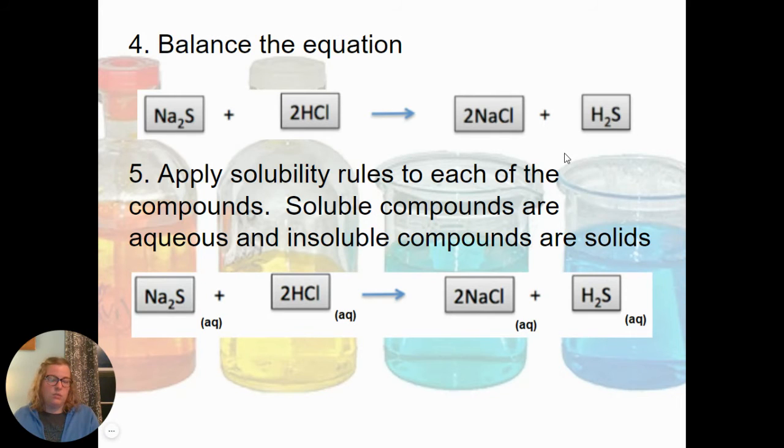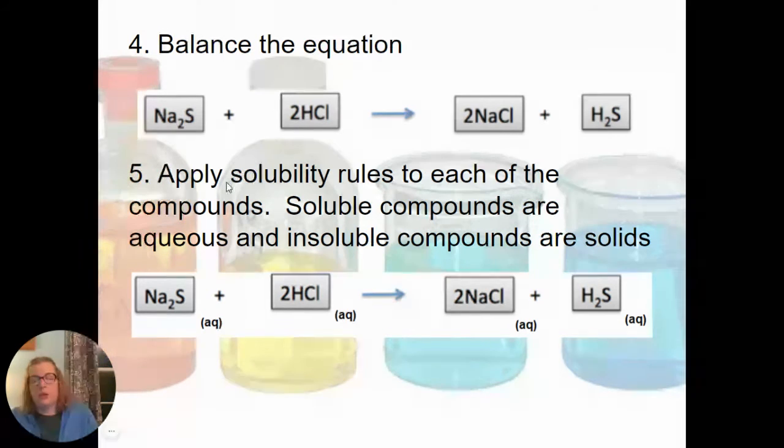Okay. Then we take our solubility rules and apply them to the equation to figure out if we get a precipitate or not. So this is kind of a laborious process. You get your double replacement equation and then you apply the rules.